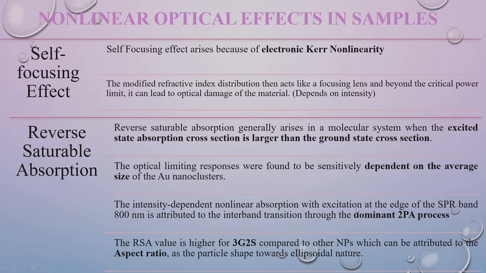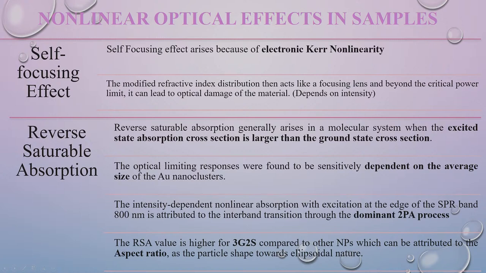How do I say it is due to the two photon absorption process? If you look at the band gap energy of these glasses, the band gap energy is somewhere closer to 3. The wavelength that I have used corresponds to 1.5 electron volt. That is nothing but 800 nanometer. So if you convert from electron volt to wavelength, you will get to know what the band gap energy is.